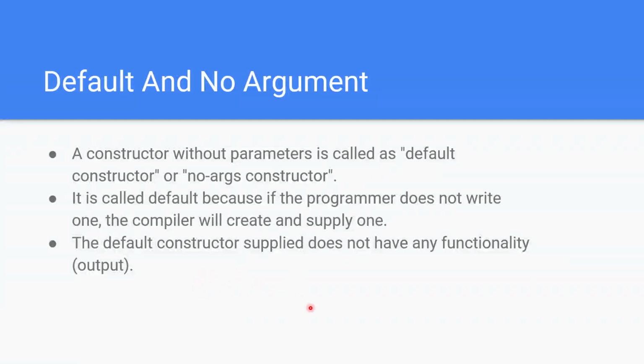A constructor with no parameters is called the default constructor or the no-args constructor. And there's also an implicit constructor. A constructor is not required. When that happens, Java will actually run or call what's called the implicit constructor.